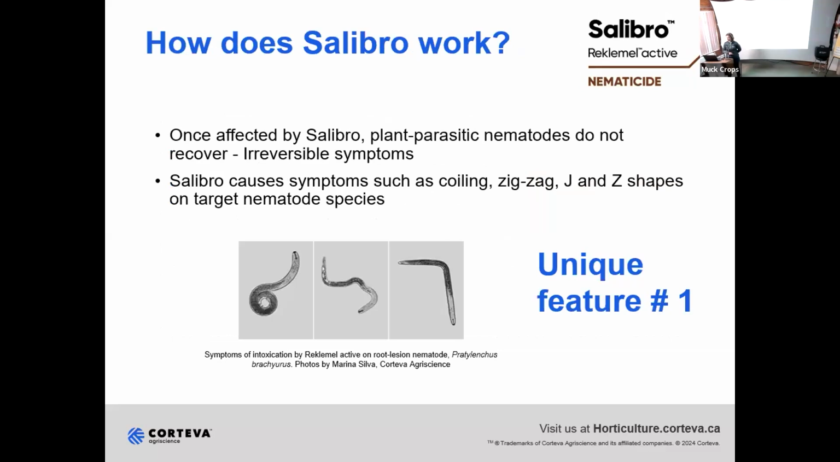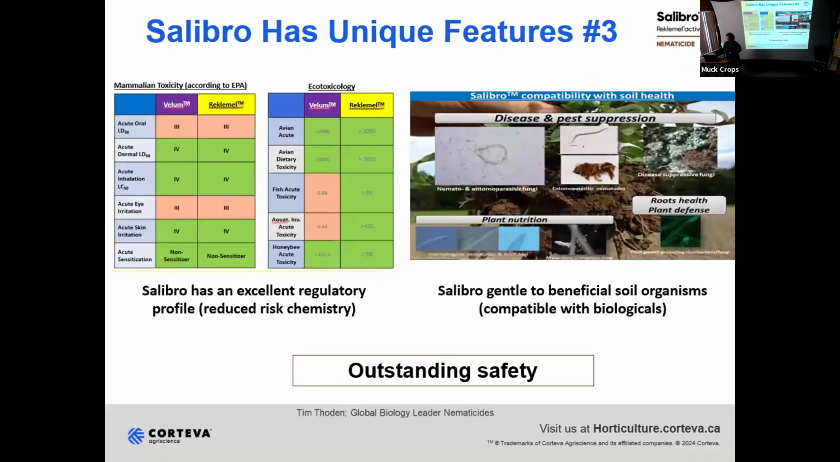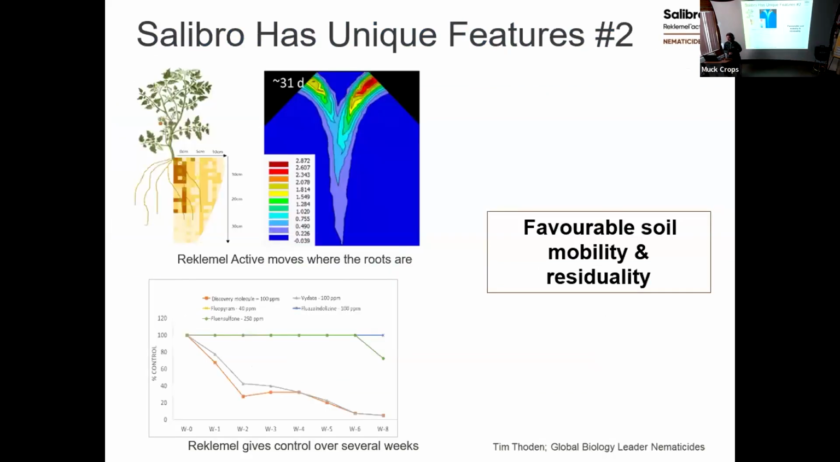Unique feature number one: after you use this product, it's going to cause symptoms in the plant parasitic nematodes, zigzag, J, coily shapes. Essentially, this is causing the nematode to stop being a regular nematode, stop feeding on plant roots. Too fast. There we go.